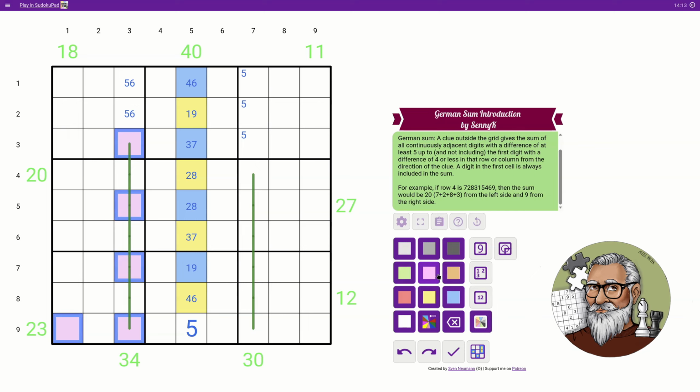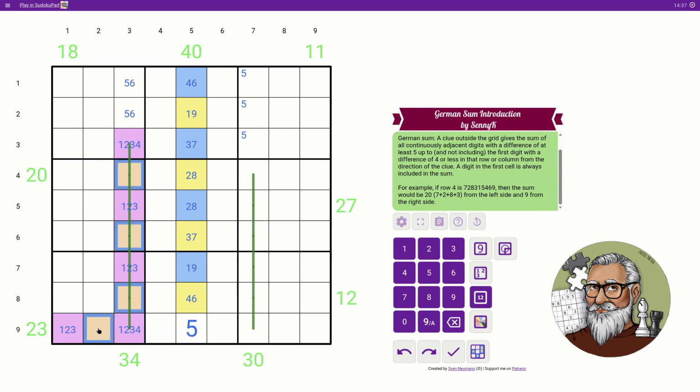Hold on, I already see something. These two are the same color and we need a 4. One of those is 4, so all of these are low digits. Oh, I should have seen that, I think. If I colored this one, I could have seen that. So these are low digits. Because I definitely need a 4 here, right? And these are high digits.